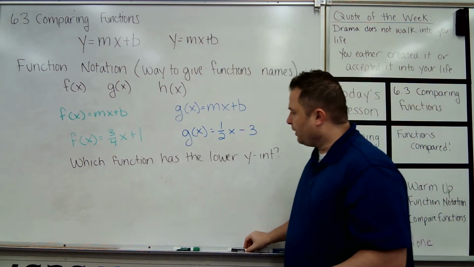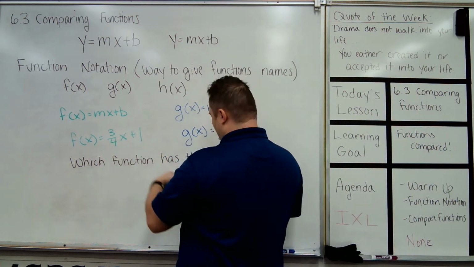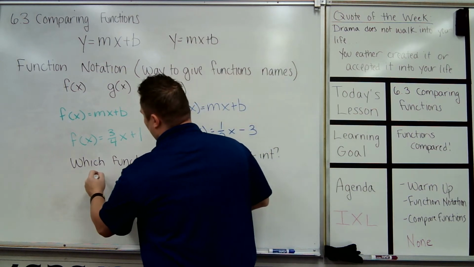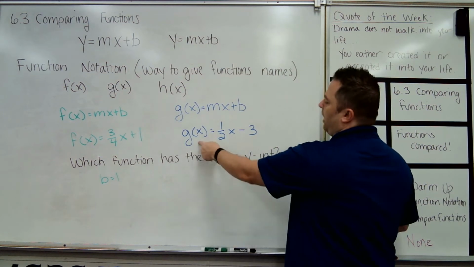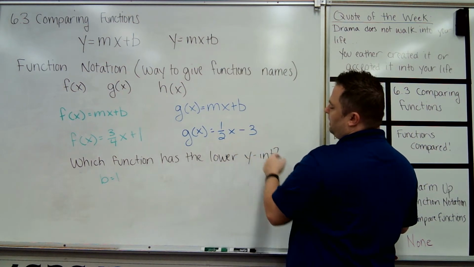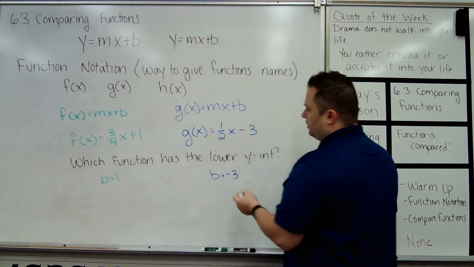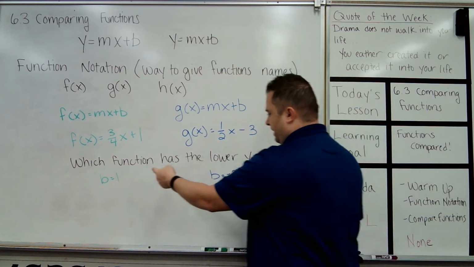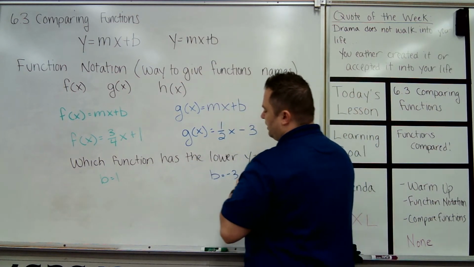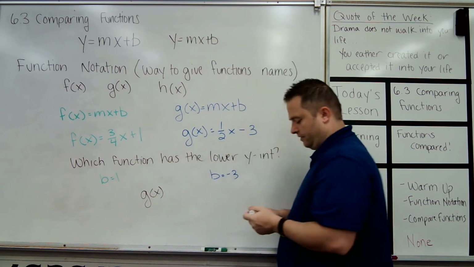So if we're looking over at f, we can use our y equals mx plus b understanding and say that our b is equal to 1. We can use our y equals mx plus b to understand that our b is -3. So when we're asking which function has the lower y-intercept, obviously -3 is lower than 1, so we say that g of x is our correct answer.